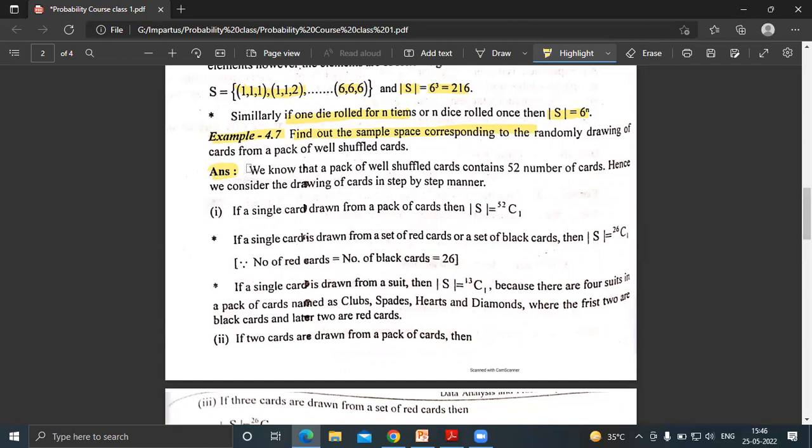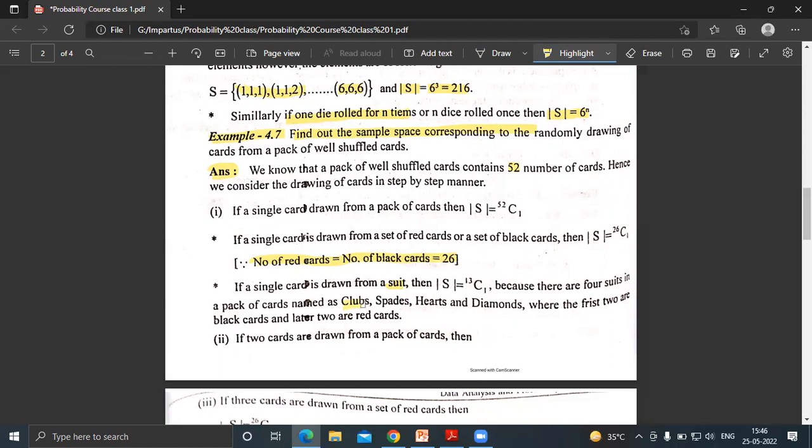Since we know that a pack of well shuffled cards contains 52 cards in total, that is 52. And remember another thing also: the number of red cards equals the number of black cards, that is 26. The number of black cards is 26 and the number of red cards is also 26. And in one pack of cards, there are 4 suits. What are those suits? Each suit contains 13 cards. And what are those suits?